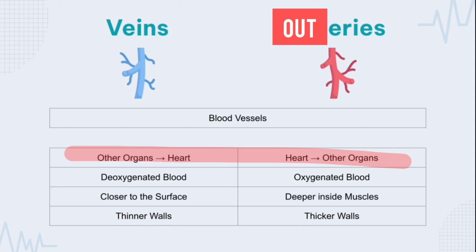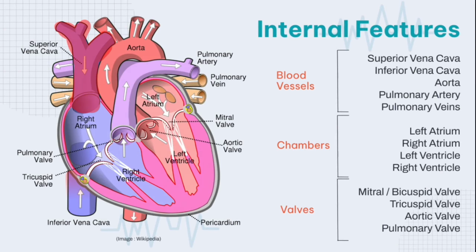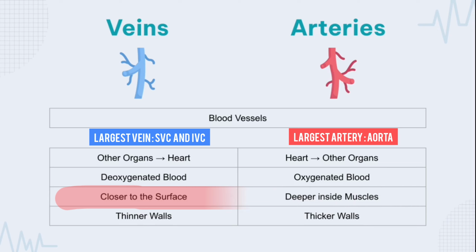Looking at the diagram of the heart, we can see the superior and inferior vena cavas, which are the largest veins in the body. We can also see the aorta, the largest artery in the body. Coming back to the differences between arteries and veins, arteries carry oxygenated blood, while veins carry deoxygenated blood. More on that soon. Arteries are located deeper inside your muscles, while veins can be seen up on the surface of your hands, arms, feet, etc.